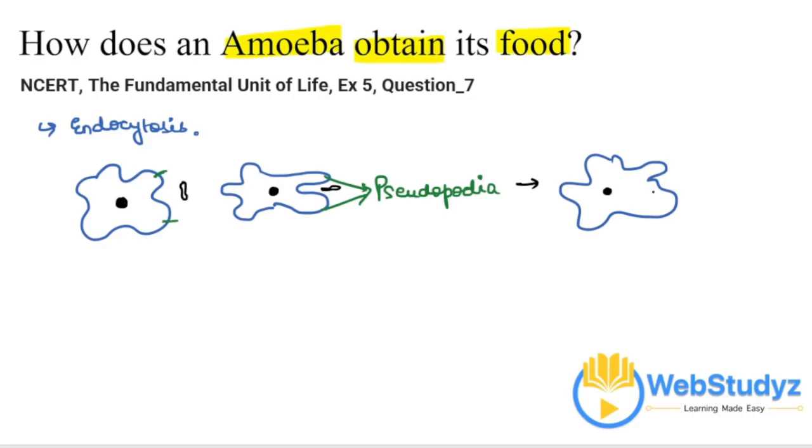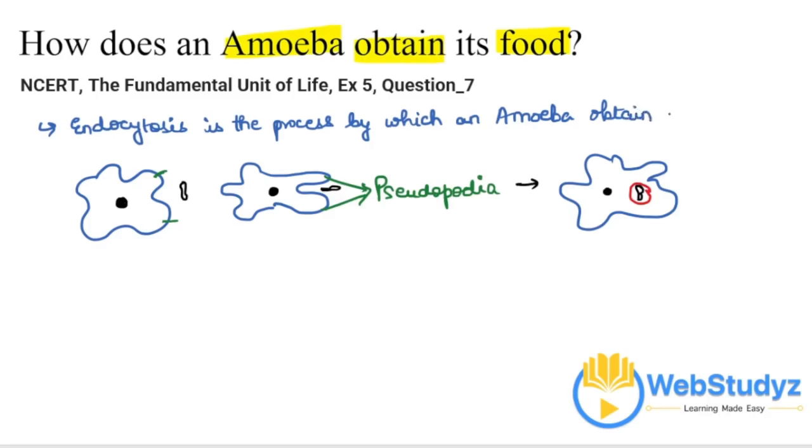Like if this is the nucleus and this is our food particle, then it is taken inside, engulfed inside in the form of a vacuole, then further digested, assimilated, etc. So to write it, we can say endocytosis is the process by which an amoeba obtains its food.